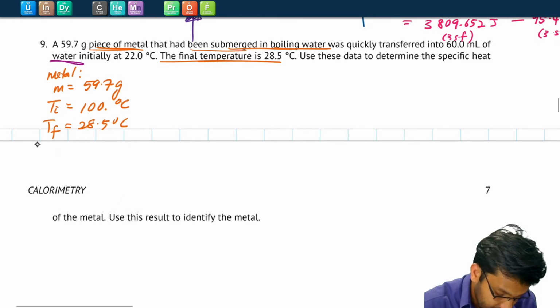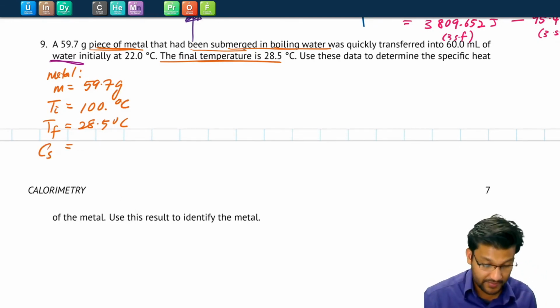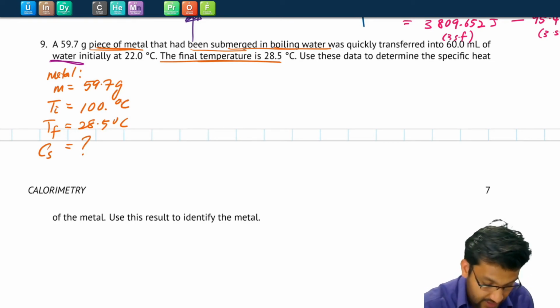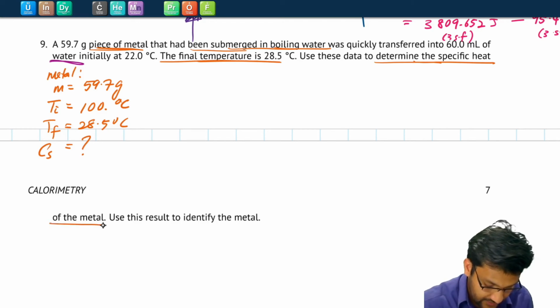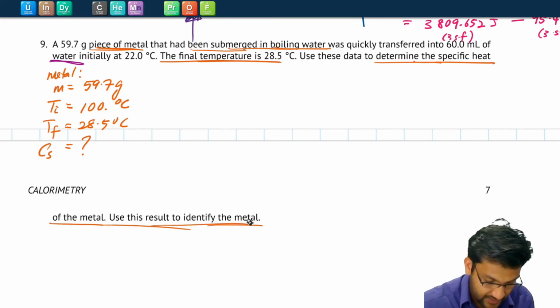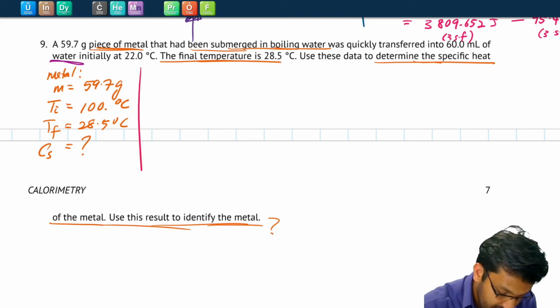And what else do we need? We need the specific heat capacity of the metal, but because we don't know what this metal is, that's unknown. In fact, the question is asking us to determine the specific heat capacity of the metal and also use that to identify the metal. So that's our question. All right, so let's see what else we have.